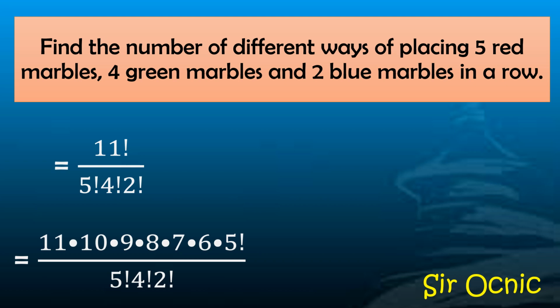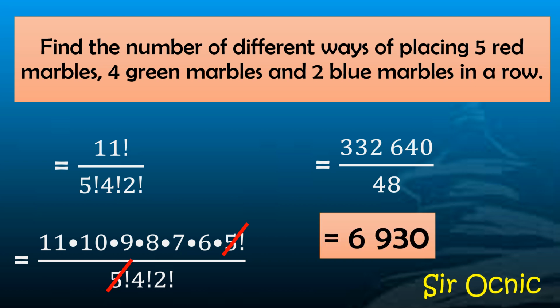Cancelling the common factor, which is 5 factorial, and by simplifying the remaining operations on both numerator and denominator, we will arrive at 332,640 all over 48, which is equal to 6,930.